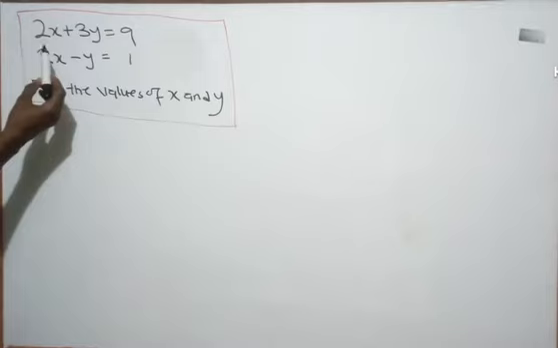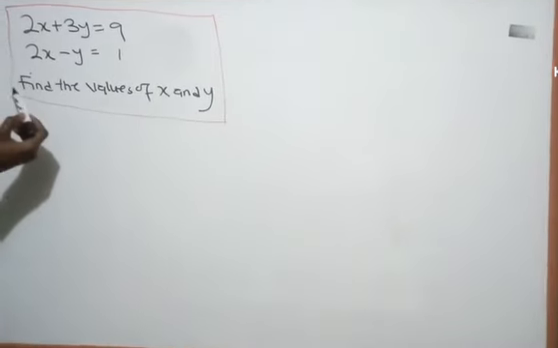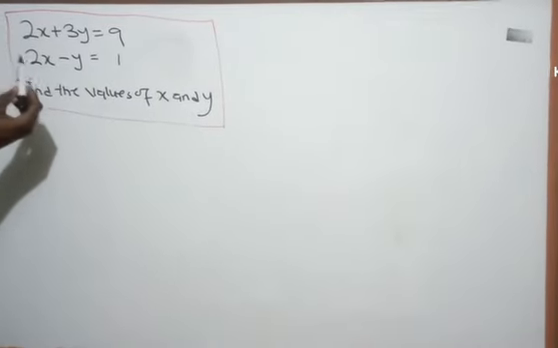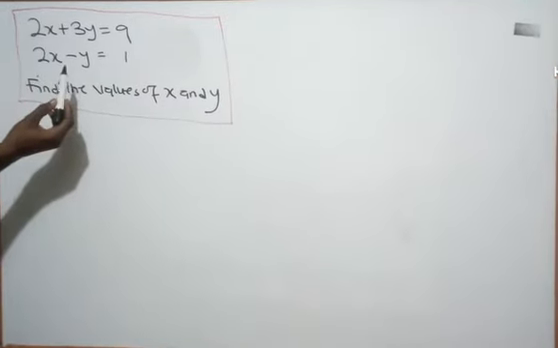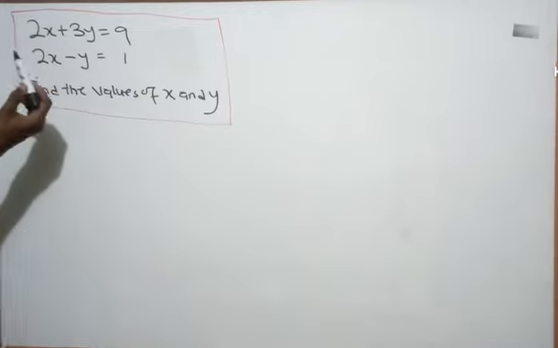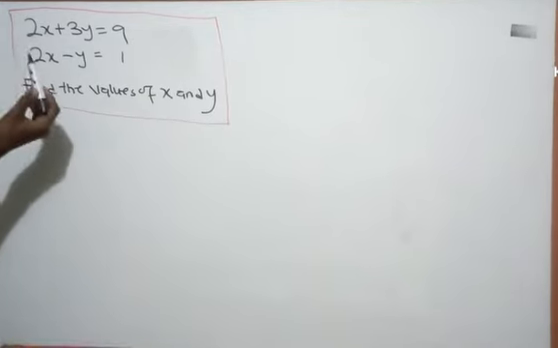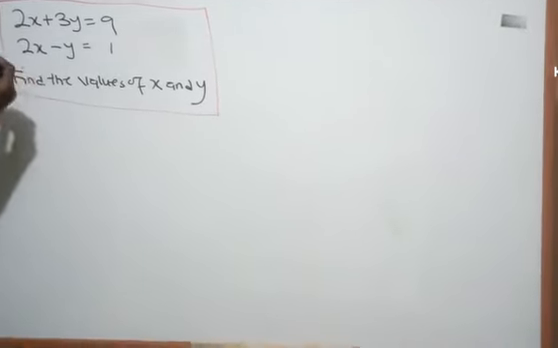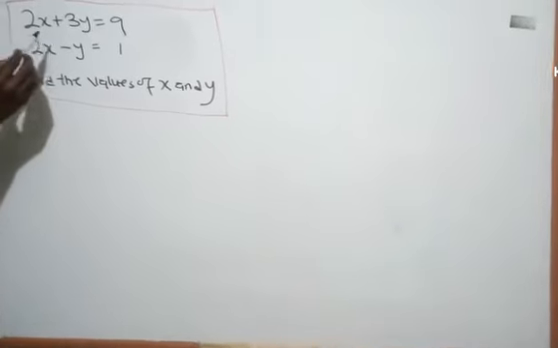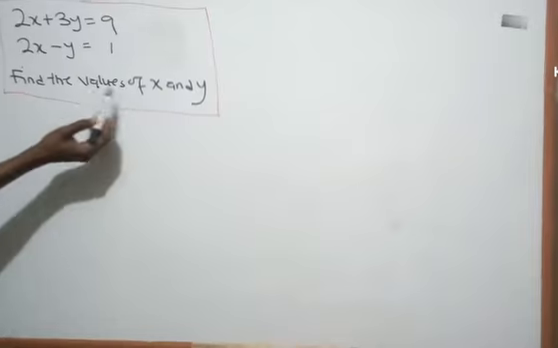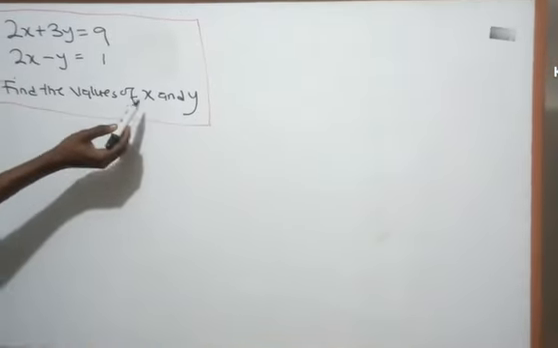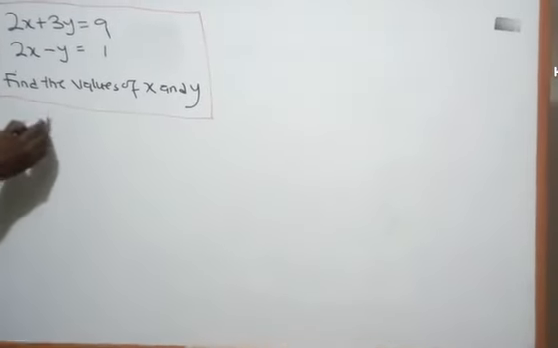So if you come across any question like this, first of all, you need to know that it's a simultaneous equation question with two variables. You can have three variables or more, but this one, we are limited to only two variables. So now we want to find the values of what? x and y. So how do we go about this?